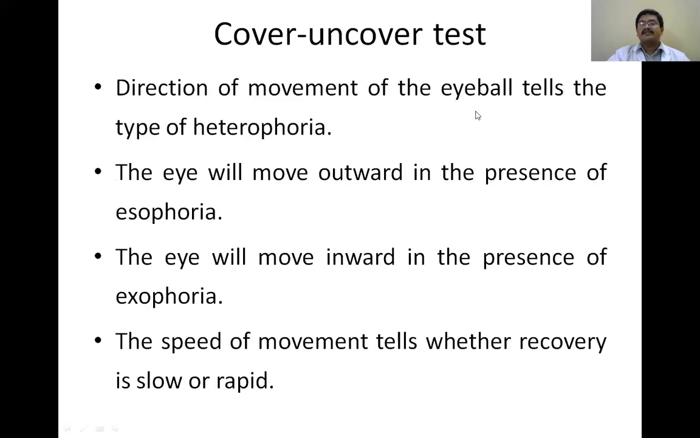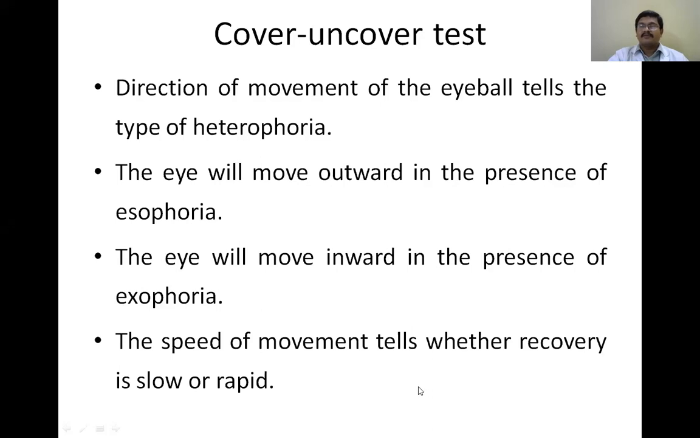Suppose the direction of movement of the eye tells you the type of phoria. Suppose the eye moves outwards, that is the presence of esophoria. Suppose it moves inwards, it is the presence of exophoria. From the inside it moves to the outward, it is an exophoria. Suppose it moves from the inward, it is an esophoria. The speed of the movement also tells whether the recovery is slow or rapid.